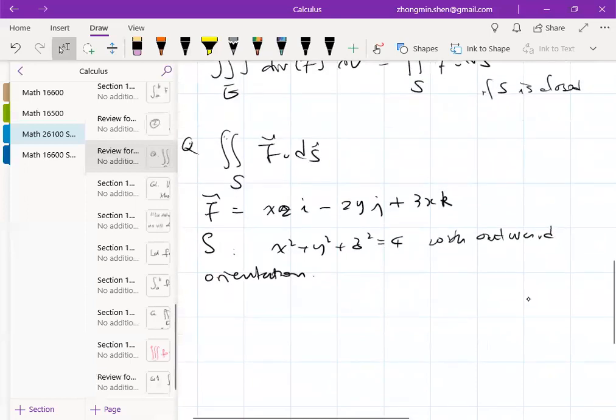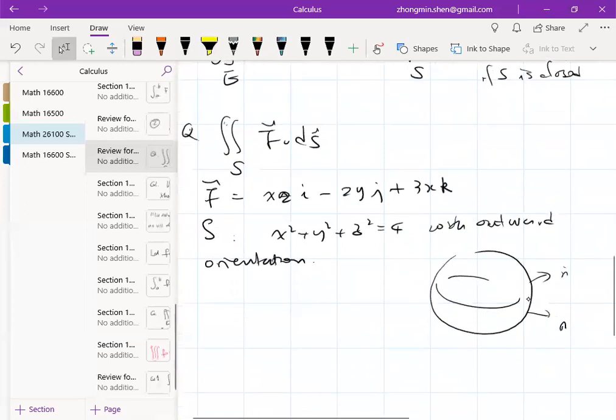First of all, notice that this is a closed sphere. It's a closed surface, and this is the normal vector, right? And you have to state that I will use the divergence theorem. This is going to be the triple integral over the ball enclosed by the sphere of the divergence of F.